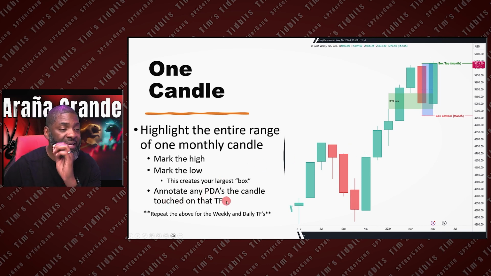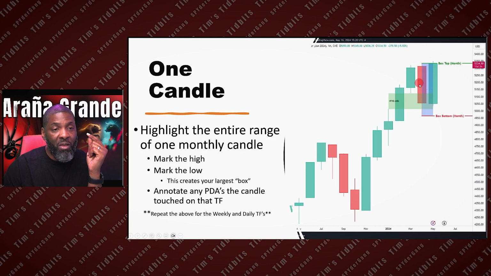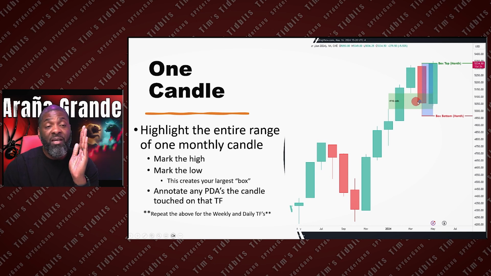Then you want to annotate any PD arrays that this candle touches on that time frame. So for example, this down close candle here, the red one that I highlighted, it touches this imbalance, this fair value gap right here. So since it touches that, I'm highlighting that fair value gap. And notice I stretched it over to the beginning of the next candle. Why? Because that's going to cover the entire range of this candle. It'll make sense as we drop down.